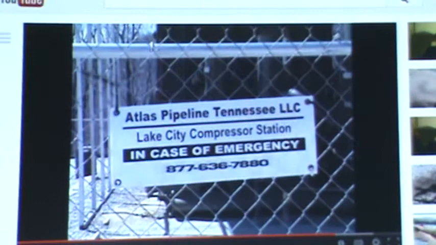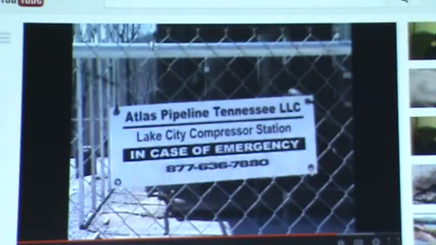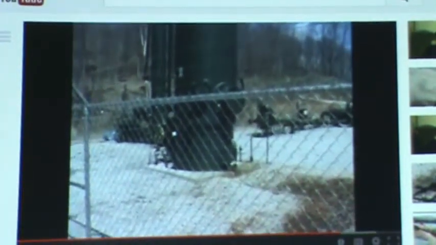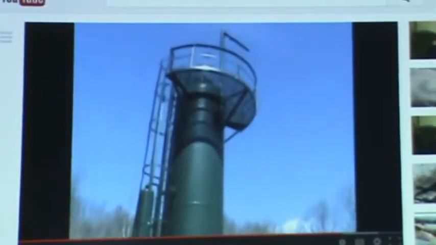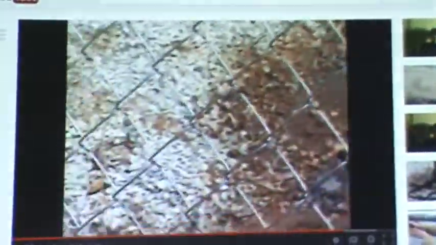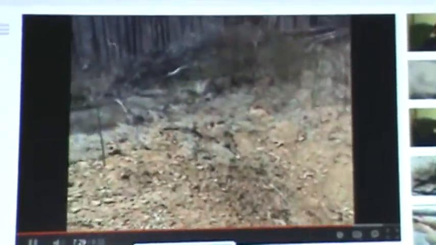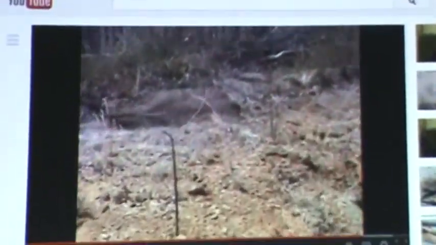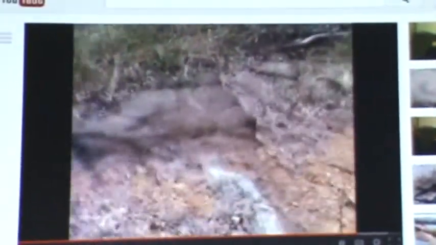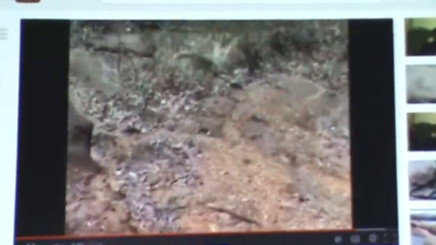So this is actually a compressor station. Alright, so we're on the backside of this big tower here. And we've got a discharge point with a ditch. Yeah, so they were just dumping unknown chemical onto the ground down here, and some sort of weird powdery discharge down there.